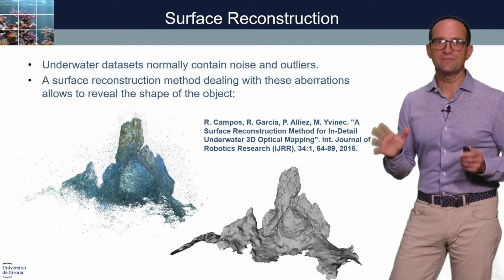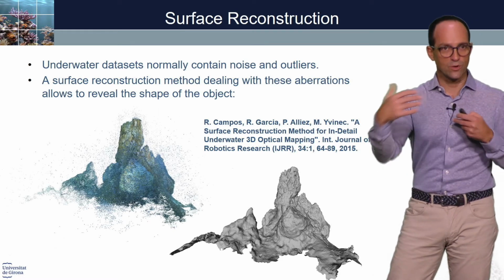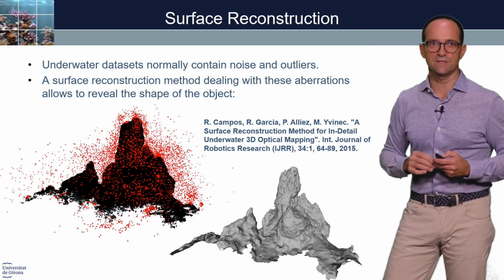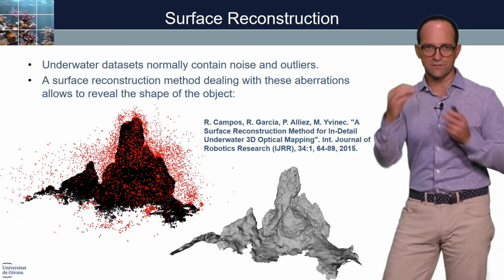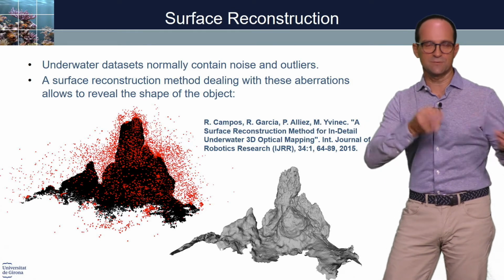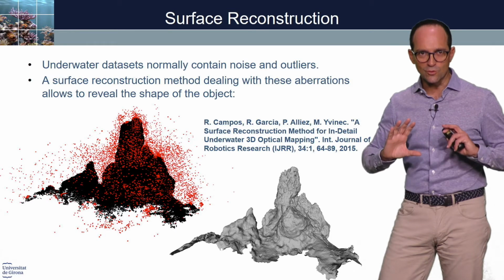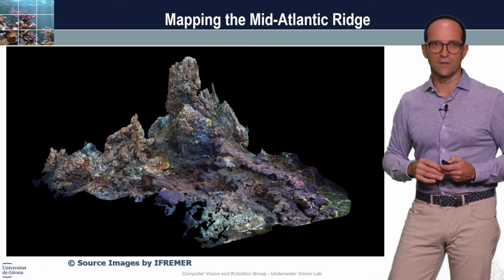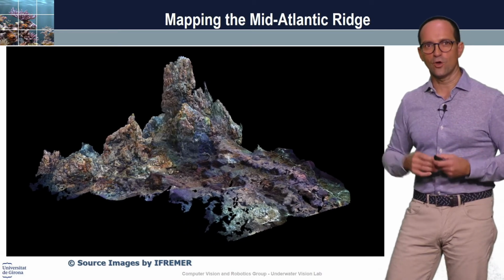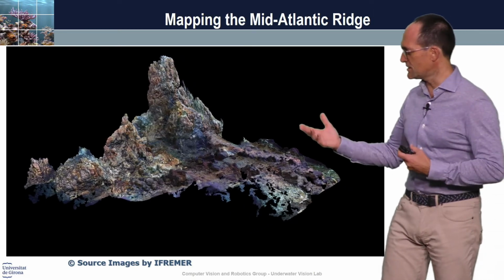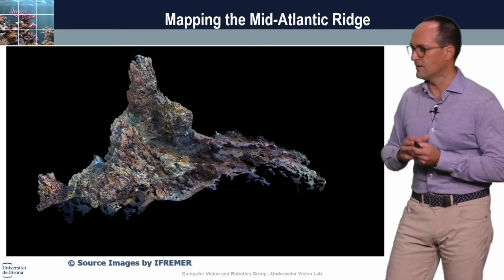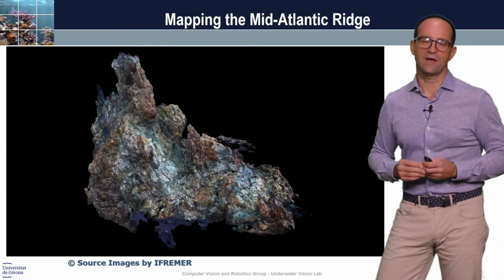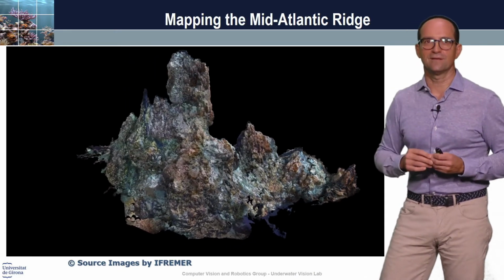We need to apply specific techniques because we know we're working underwater and we're going to have a lot more outliers, which are these red points that you see here. Then we need to remove them because of the scattering and the light that is being reflected underwater. We need to develop specific techniques for 3D reconstruction underwater. And once we have done this, we can come up with a nice color-corrected 3D model like the one that you see here, in which we can have a visual permanent record of the state of a given hydrothermal chimney at the time that we were doing this exploration.